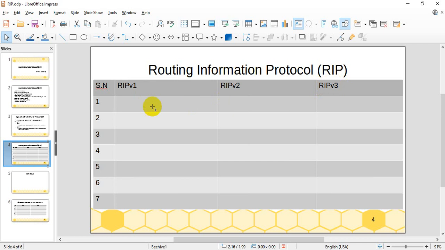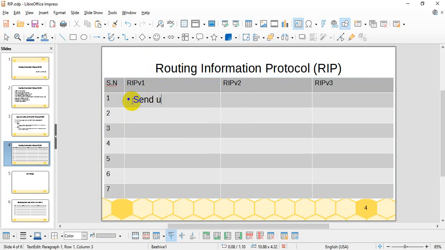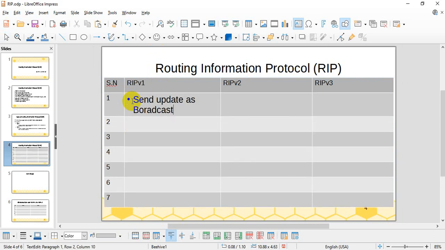We'll compare each and every one. As I already told you, in Routing Information Protocol version 1 the update is broadcast, and in Routing Information Protocol version 2 the update is multicast, and in RIPng the update is also multicast.